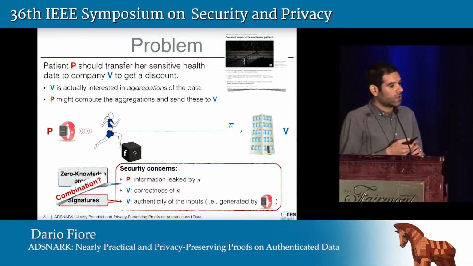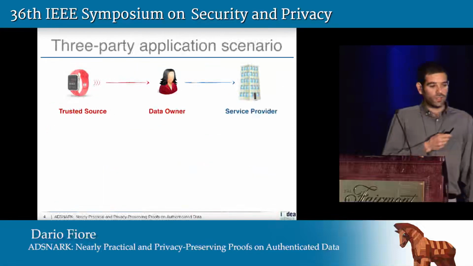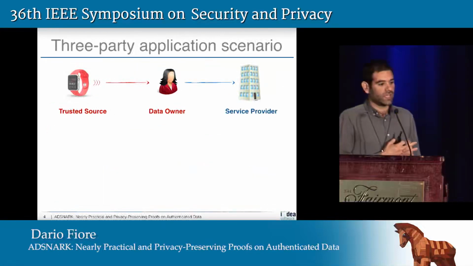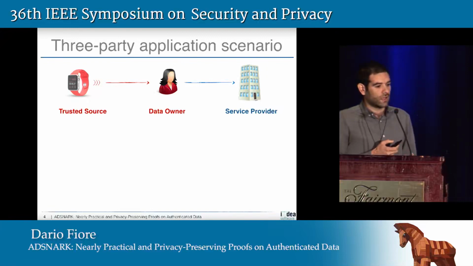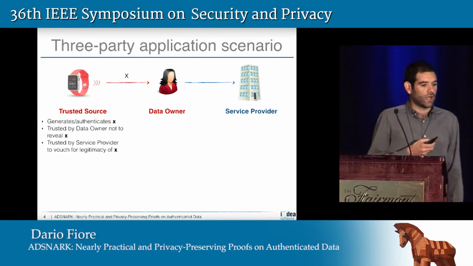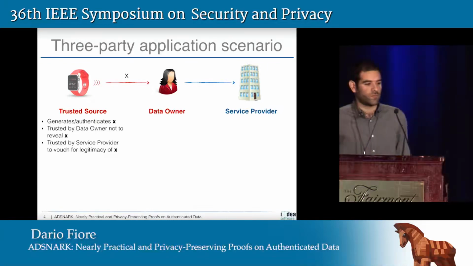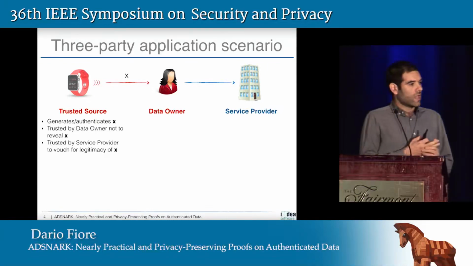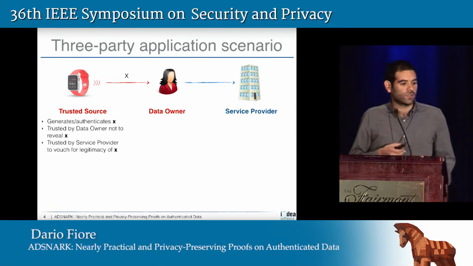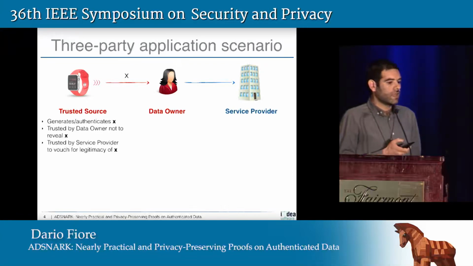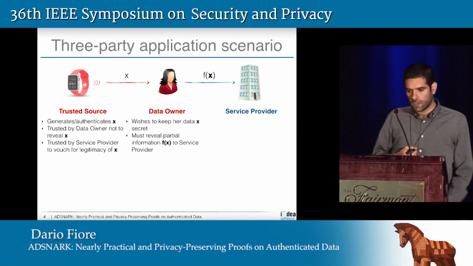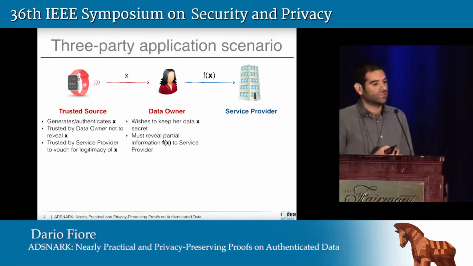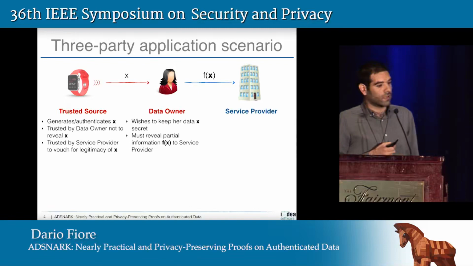So let me be slightly more formal. In this work, we consider the following three-party application scenario. There are three parties. One is a trusted source, and the trusted source is collecting and authenticating some piece of information x, and this information is given to another party, which is the data owner. The data owner is really the one that owns the data, and what he wants to do is to give some partial information about this data to the service provider.